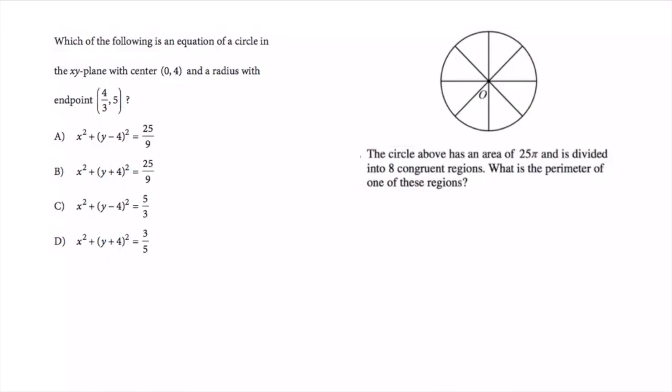So next question here. Which of the following is an equation of a circle in the xy plane with the center of 0, 4 and a radius with endpoint 4/3 and 5?